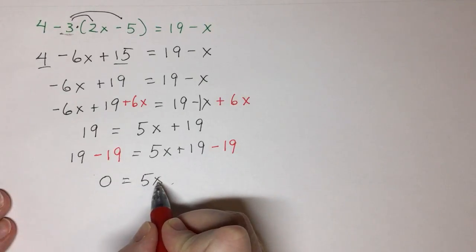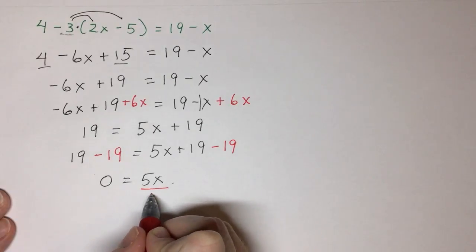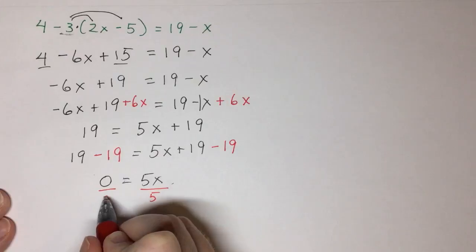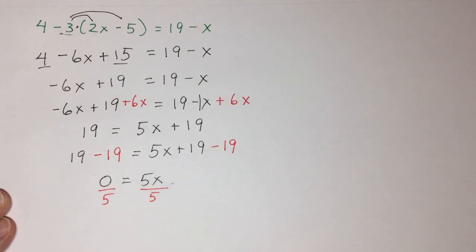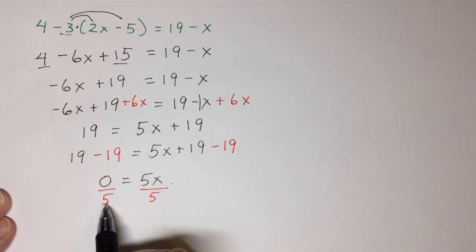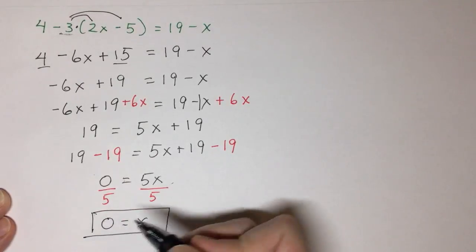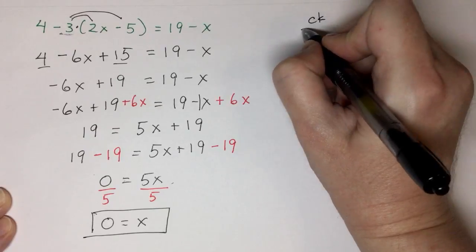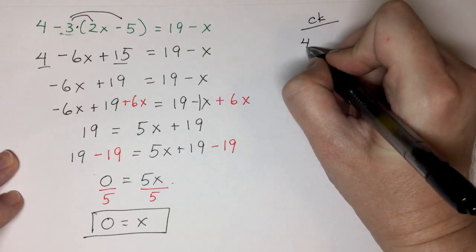To get my variable by itself, I need to get rid of the 5. 5 is stuck with the x by multiplication. We undo multiplication by division. 0 divided by 5, does that make sense? Well, I can have a pie cut into 5 pieces and have none of them. It does make sense. It's a sad situation, though. So x is 0.